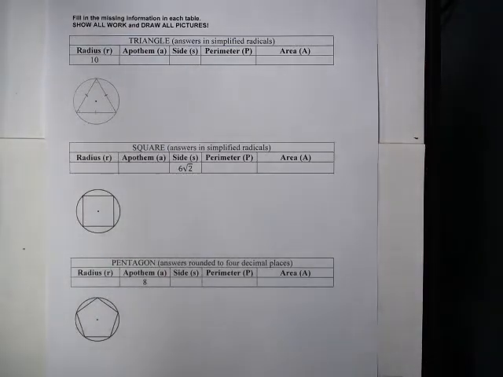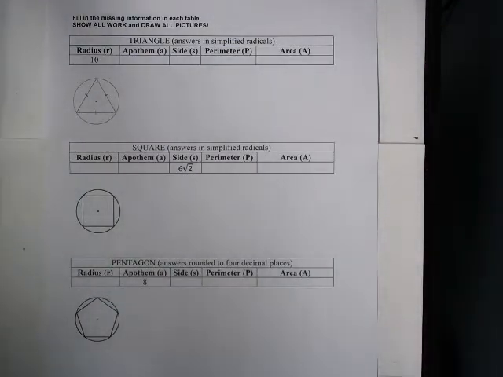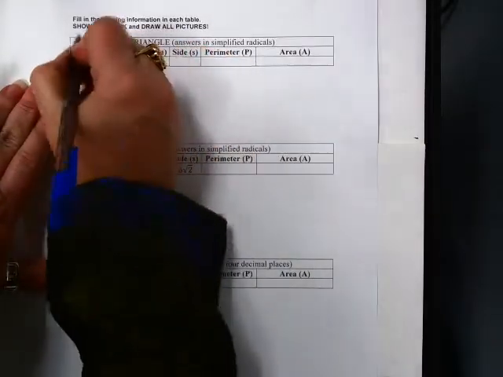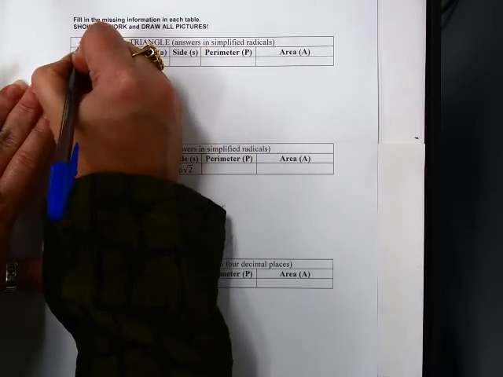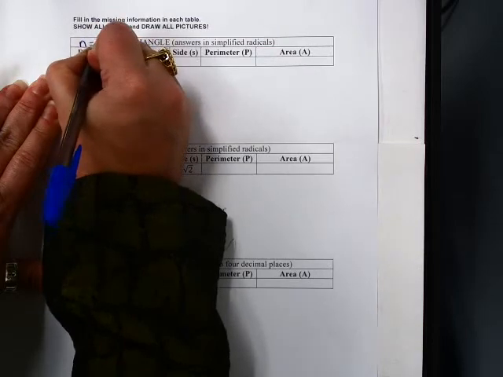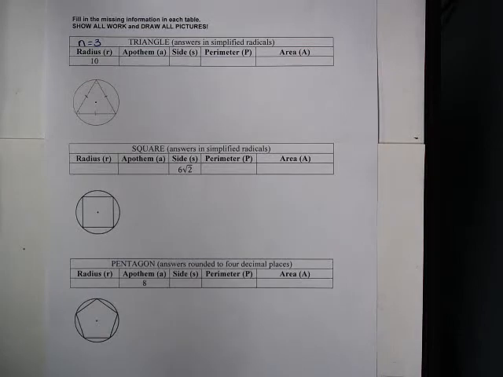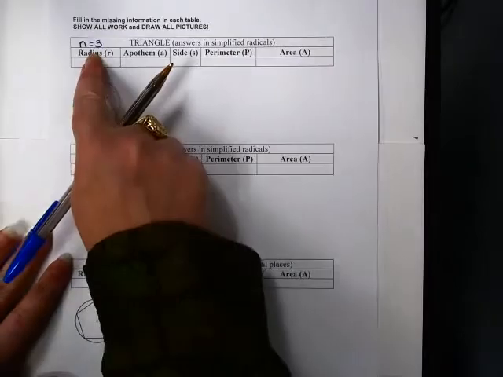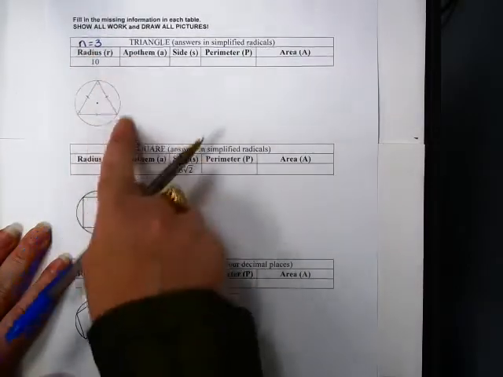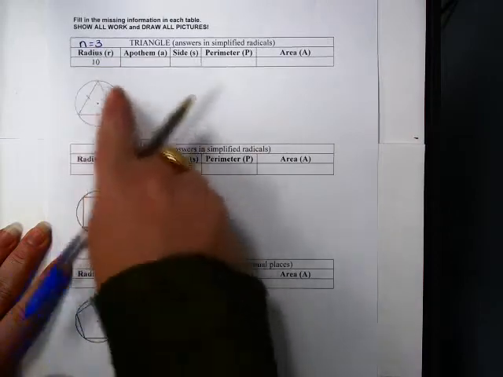Okay, so here, I'm going to start with the name, triangle. That means that my N is equal to 3. 3 sides. Okay, so a radius and an apothem, that means I'm going to have to do some drawing.